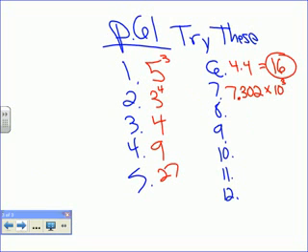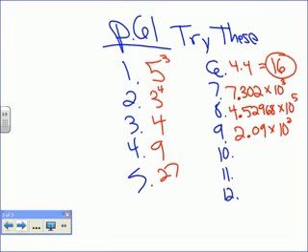Brittany, in order to get it between the 4 and the 5, how many places do we have to move it? 5. Good. So we write 4.52968 times 10 to the 5th because we moved it 5 places. Okay. Tia, number 9. Times 10 to the 2nd. Good.